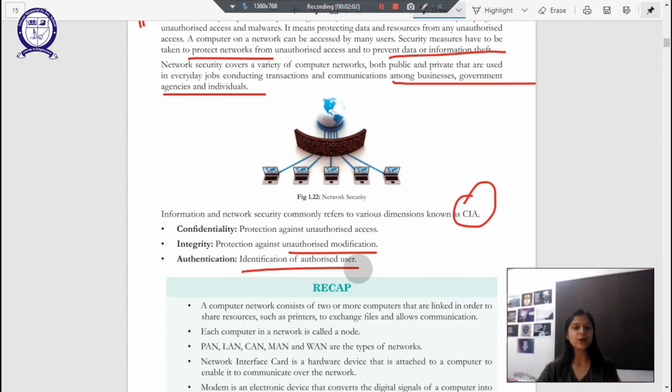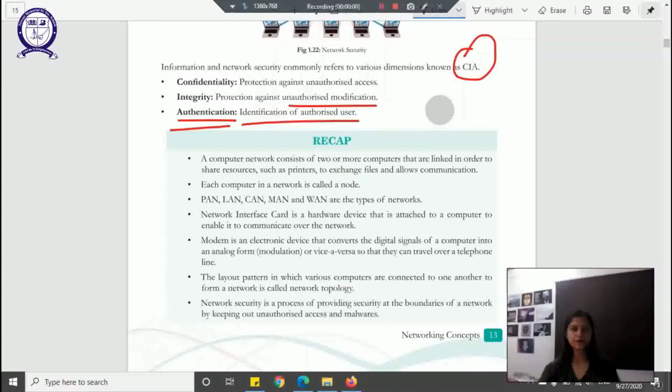So anytime you connect to your Gmail or you open your Facebook account, you are being asked your ID and your password. Similarly, in a network system, IDs and passwords are provided to any node, any employee or any person who is responsible to use a node, so as to authenticate them, right?